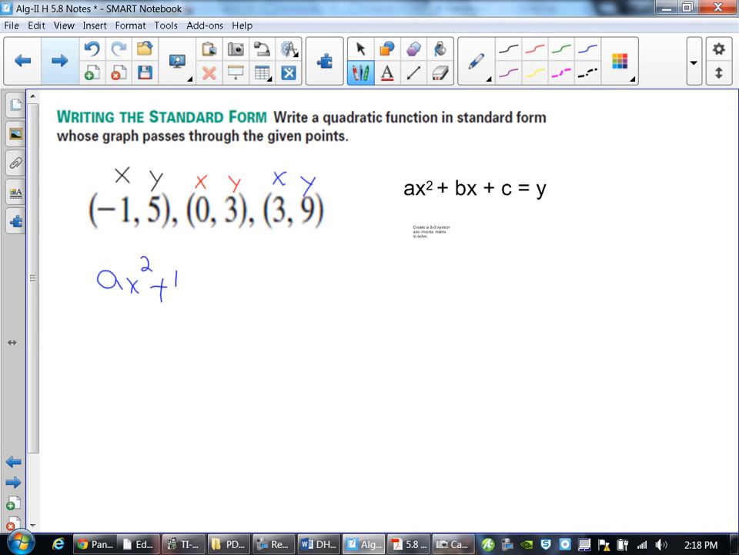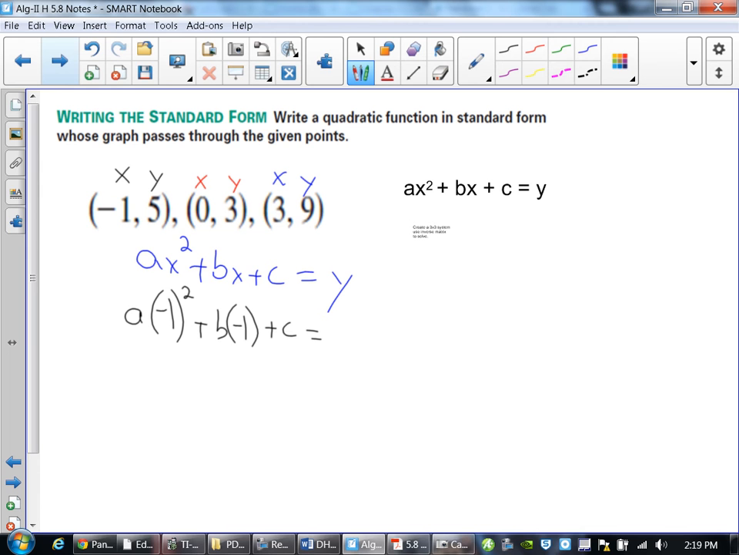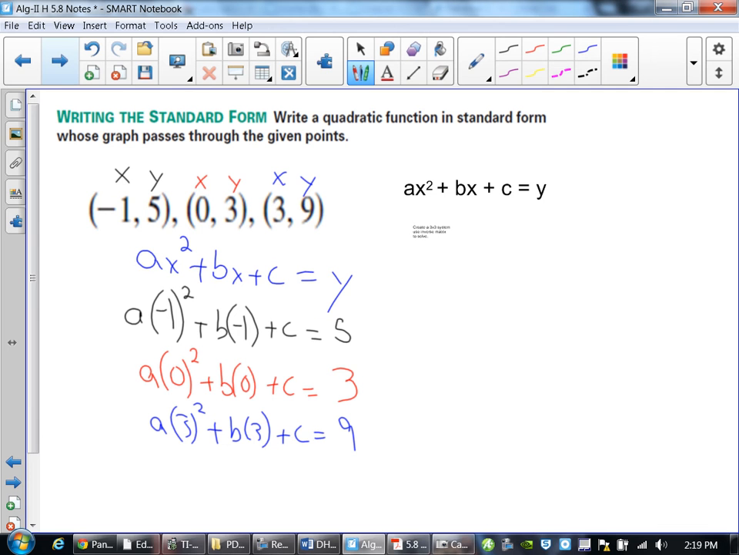So you have ax squared plus bx plus c equals some value of y. Well, in the first equation, my value of x is -1. So I get a -1 quantity squared plus b times -1 plus c has to equal what? 5. I do that again with the next ordered pair: a times 0 squared, b times 0, plus c has to equal 3. And then lastly, a times 3 squared plus b times 3 plus c equals 9.